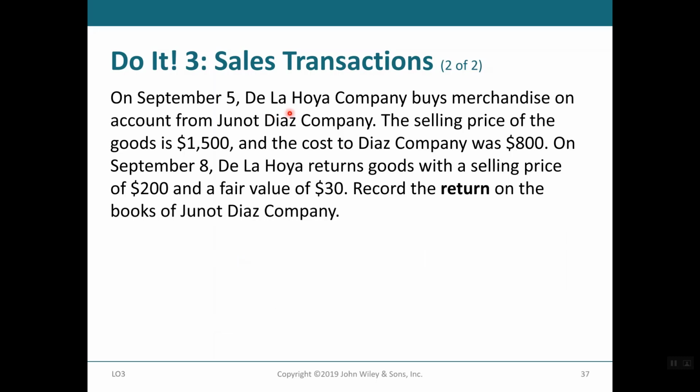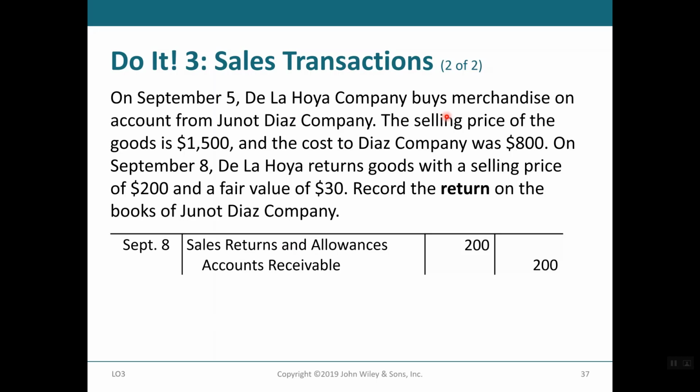On September 5, De La Hoya Company buys merchandise. We're supposed to record the return. So sales return and allowance $200, because the company that bought didn't really like it, or whatever reason it is, they returned it. So sales return and allowance 200.